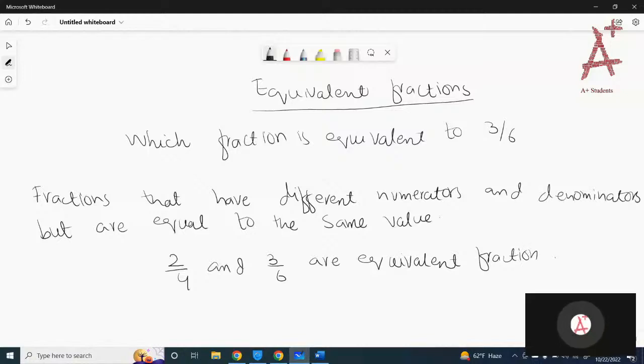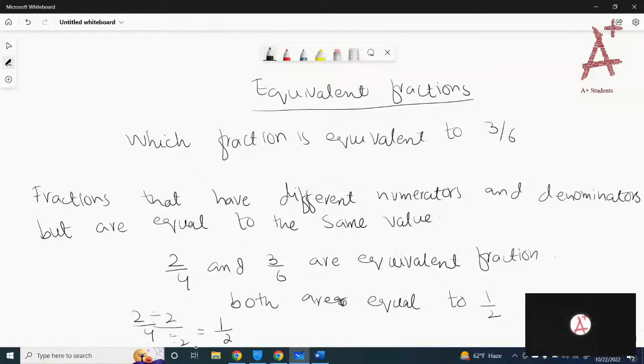Both 2 by 4 and 3 by 6, when you simplify them, both are equal to 1 by 2, isn't it? Look, you have 2 by 4. You have a common number that can divide both numerator and denominator, that is 2. Let's just divide this fraction by 2. So it would be 2 divided by 2 and 4 divided by 2. 2 divided by 2 is 1 and 4 divided by 2 is 2. So it is equal to 1 by 2.